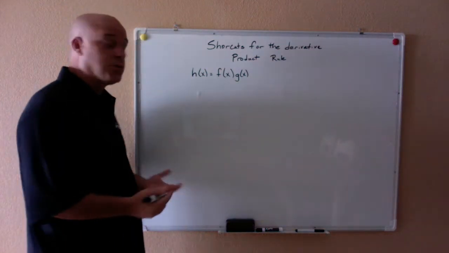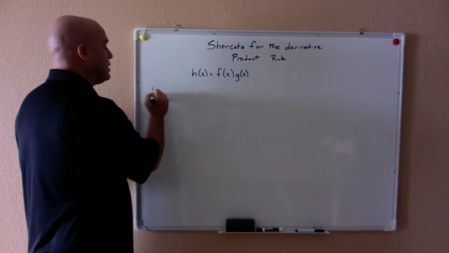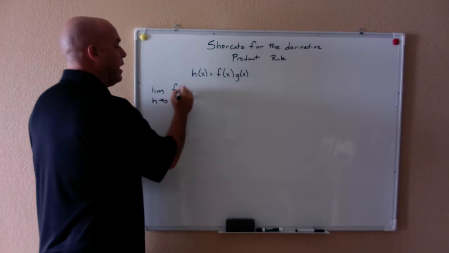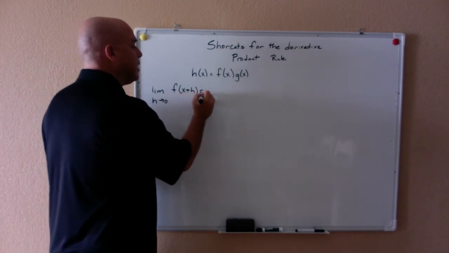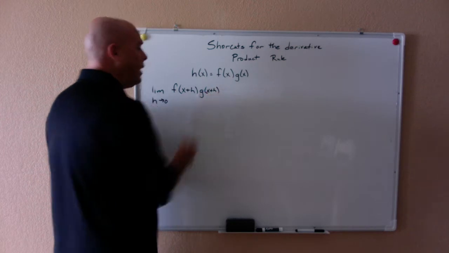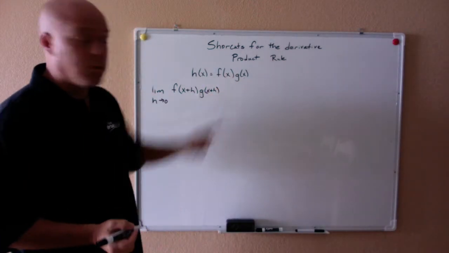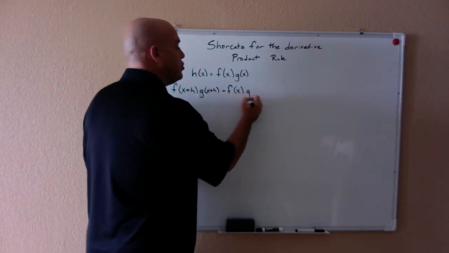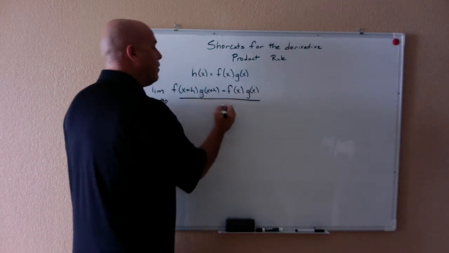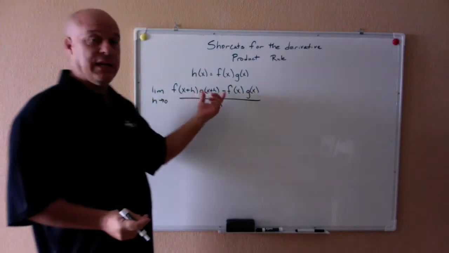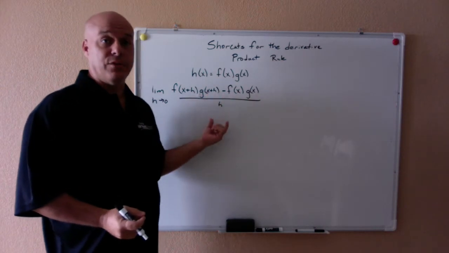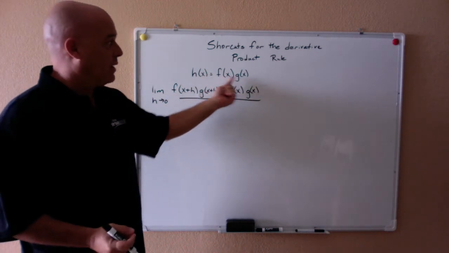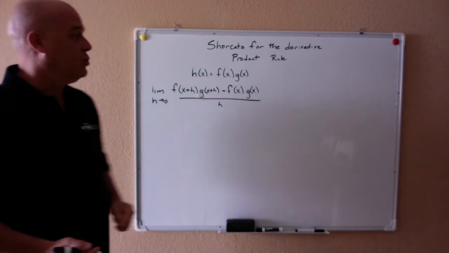So as always, since we're going to use the limit definition of derivative, we're going to take the limit as h goes to 0 of f of x plus h times g of x plus h, again, just plugging in x plus h into both of these functions, minus f of x times g of x, all divided by h. So again, it's just the difference in the y-coordinate divided by the difference in the x-coordinate. Okay, so plugging in x plus h for x into the f of x function and x plus h for x into the g of x function.